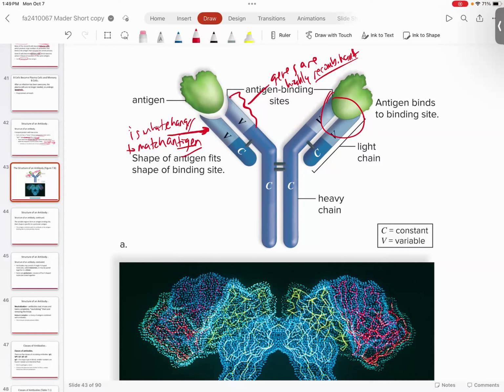That's exactly what these variable regions are like. You just produce a ton of these different types of receptors, and then you sort through them to try to match them to your antigen.